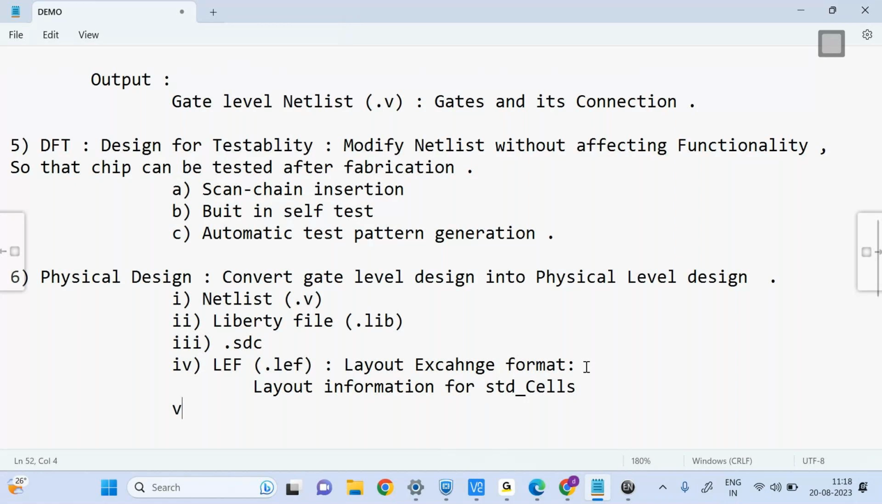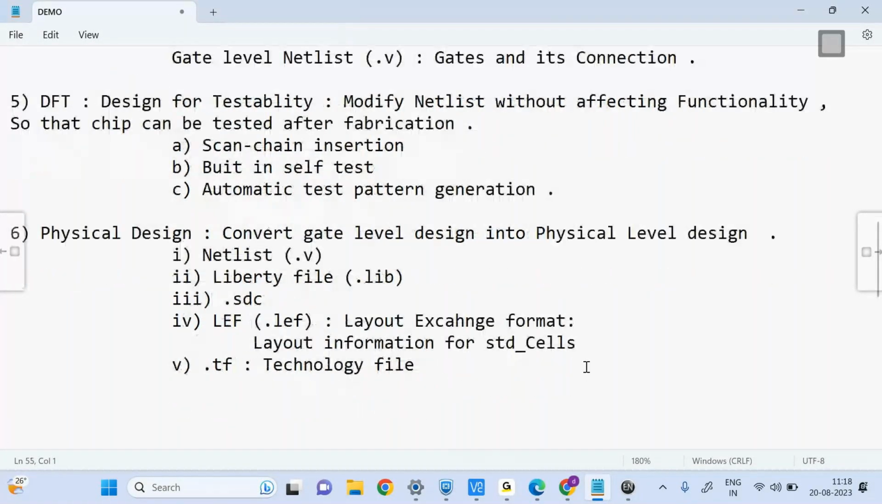Next, what is required? TechLef or technology file. Next is the .tf file, .tf file or TechLef file. Technology file. So this technology file has rules, metal layer rules, metal and wire rules. That is what is present in the technology file.